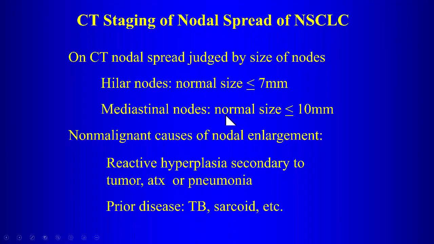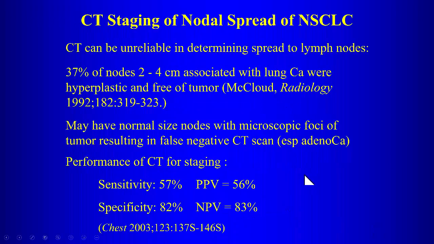So on CT, all we have to judge the involvement of lymph nodes is the size of the nodes. We usually use 1 centimeter for the mediastinum as the cutoff for involvement of mediastinal nodes. But there are other causes of lymph node enlargement. You can have reactive hyperplasia due to post-obstructive pneumonia, or atelectasis. You can have prior diseases like TB and sarcoid that can also cause lymph node enlargement.